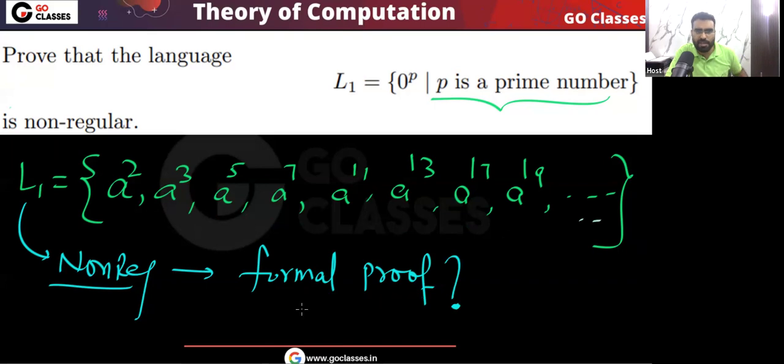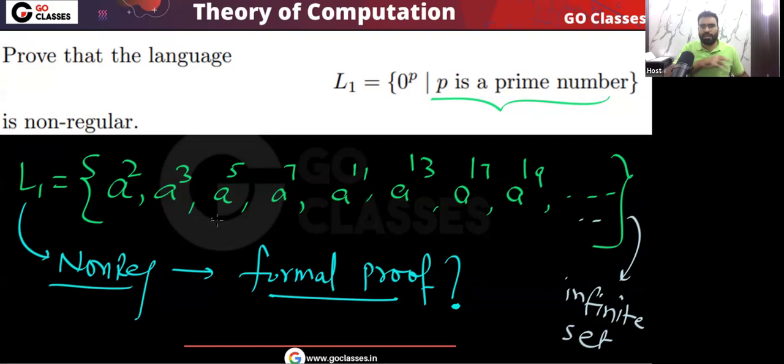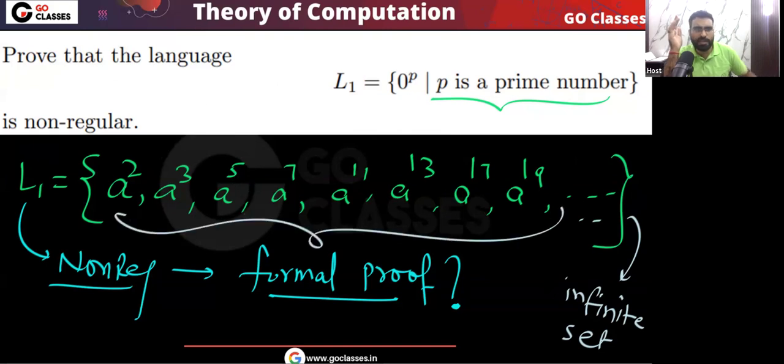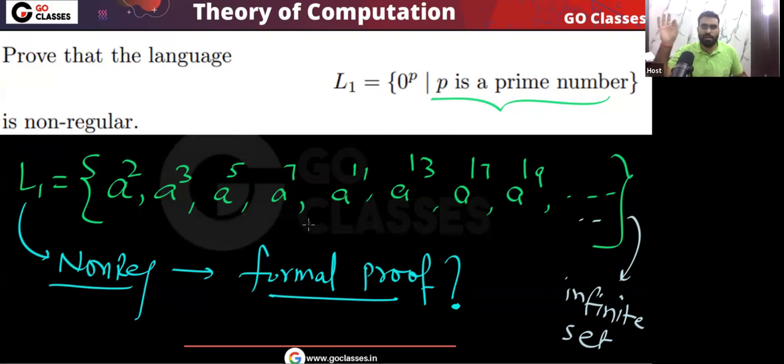Formally, can we prove that this is non-regular? Yes, I can easily prove it formally. This is an infinite set. Whatever two strings, whatever two prime numbers you take, if they go to the same state in any DFA, then a problem will happen. This is what I can prove.